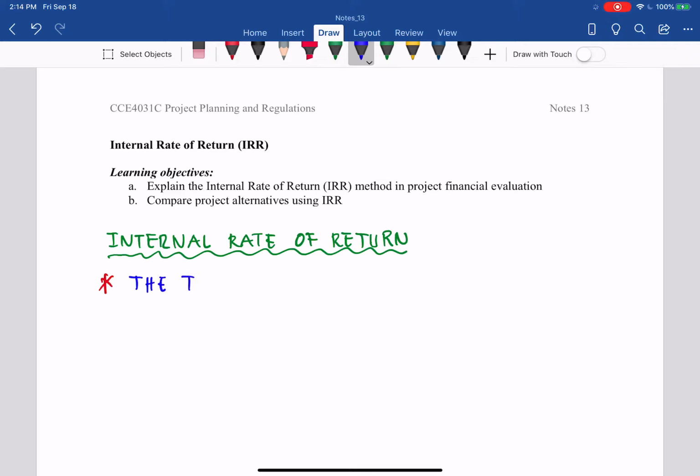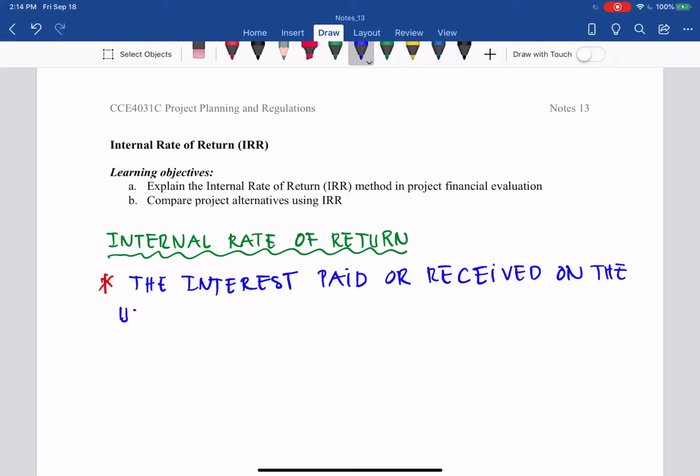The interest paid or received on the unrecovered balance.